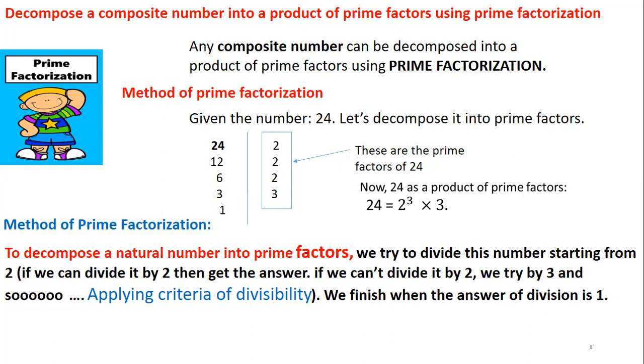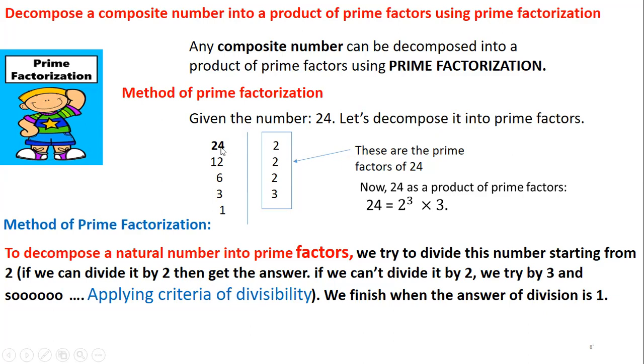So any composite number can be decomposed or written as a product of prime factors using prime factorization. Now we'll start with the method of prime factorization. I'll give you an example. Given the number 24, 24 is not prime, it's composite. So let's decompose it into prime factors. How do we do this?